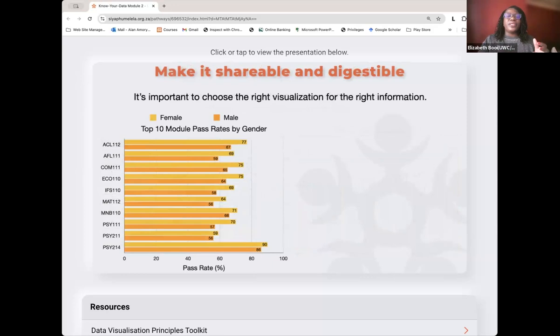The other way of communicating with your visual is by creating comparison. Let's say we want to look at the gender disparity. We will be able to take the same module pass rate and look at the visualization. And here, I can already see at a glance that the males are performing lower than the females. And here I'm comparing males and females.